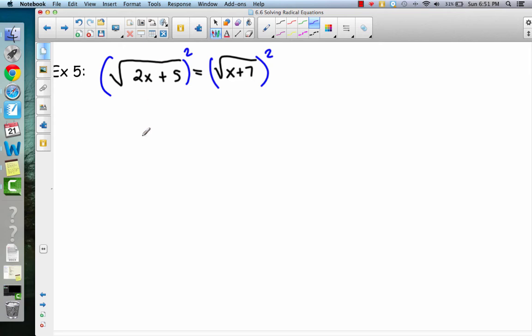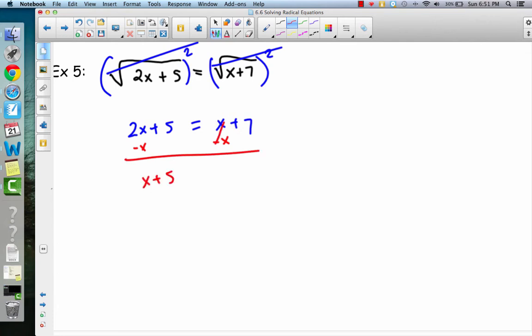So what I'm left with on the left is just 2x plus 5, because my square and my square root cancel. And then over here, the same thing happens. I have a square and a square root, and I'm left with x plus 7. And now this is a simple algebra problem. Start solving for x. So I'm going to subtract x over. So I get x plus 5 equals 7, and then I can subtract 5 over to the other side, and I get x equals 2.